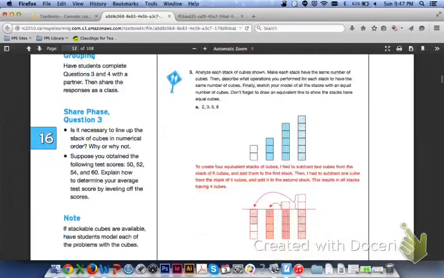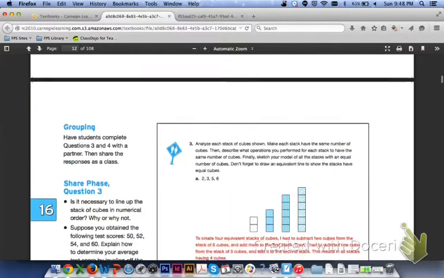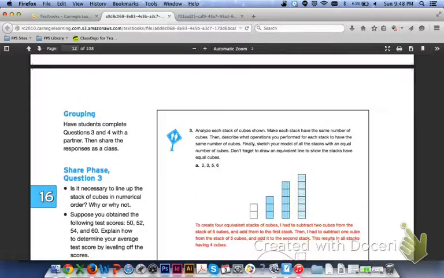So if we take a look at problem 3, it says analyze each stack of cubes shown. Make each stack have the same number of cubes, then describe what operations you performed for each stack to have the same number of cubes. Finally, sketch your model of all the stacks with an equal number of cubes. Don't forget to draw an equivalent line to show the stacks have equal cubes.